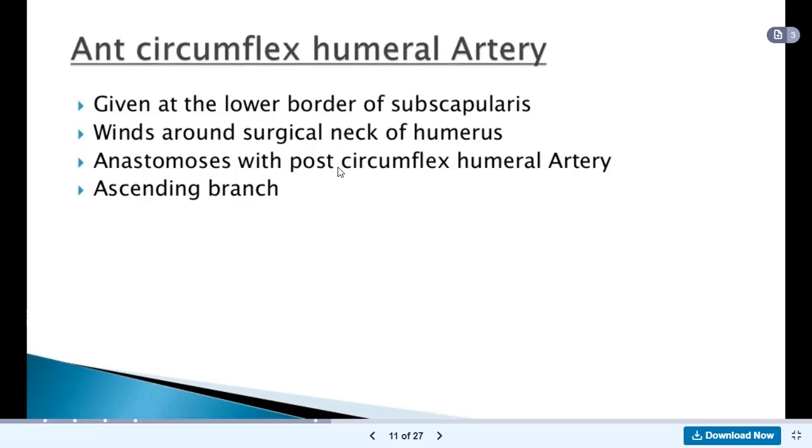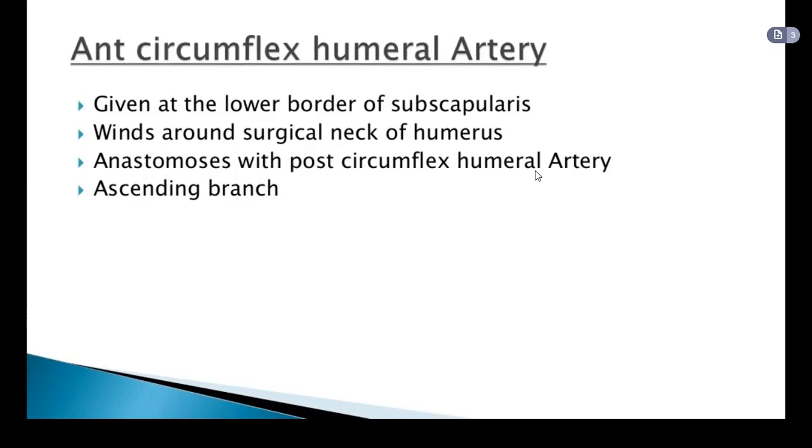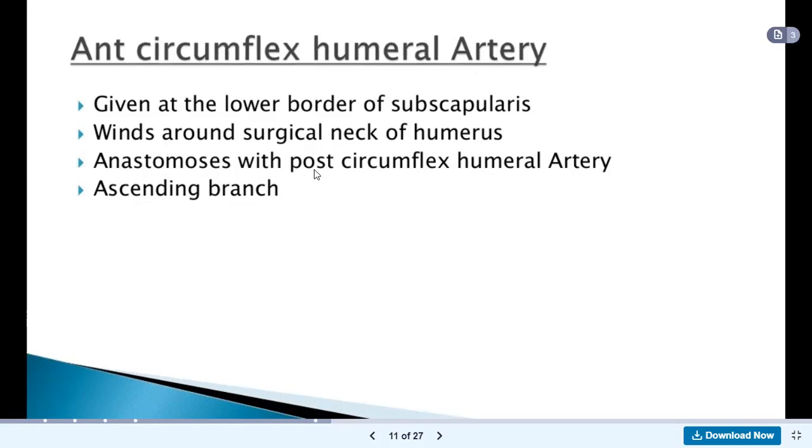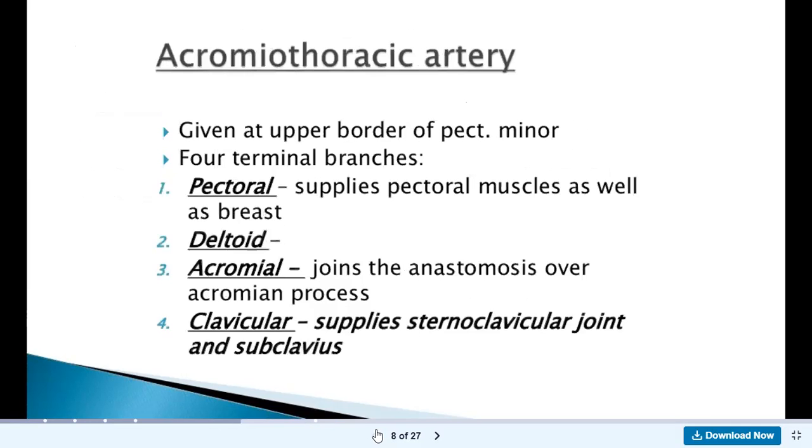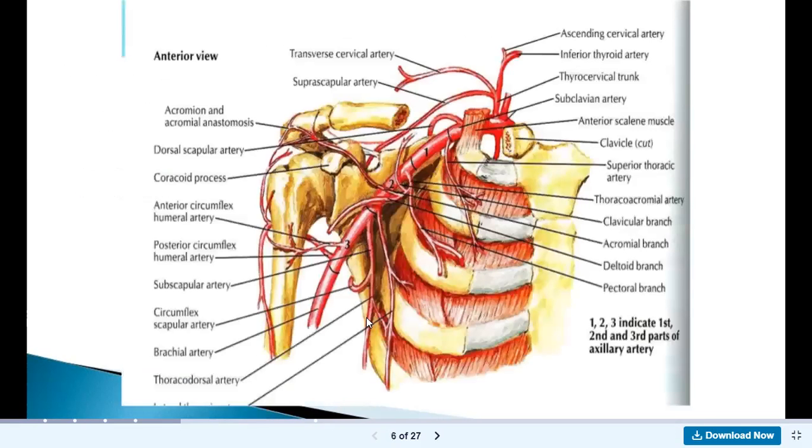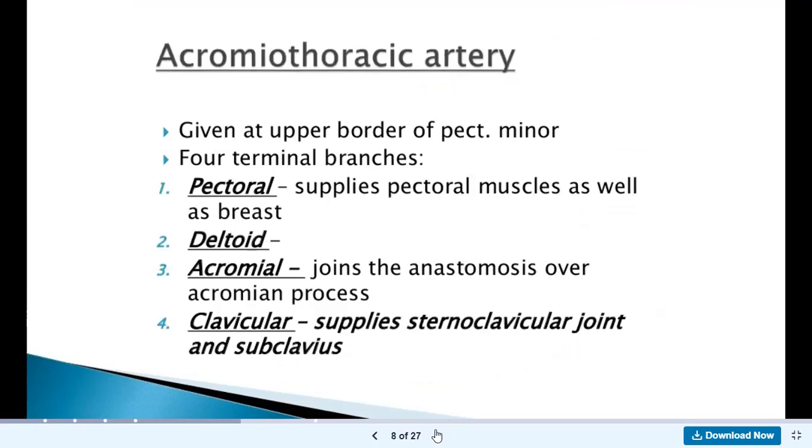It anastomoses with the posterior circumflex humeral artery. So the circumflex artery from the front anastomoses with the one from the back. So the anterior circumflex humeral artery anastomoses with the posterior circumflex humeral artery, which we saw in this diagram. Where is that diagram? Here. So you see these two arteries, the anterior circumflex humeral artery and the posterior circumflex, they both join together to form that anastomosis there. Okay.